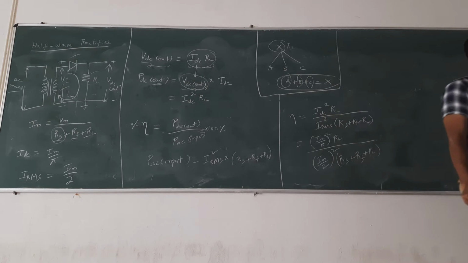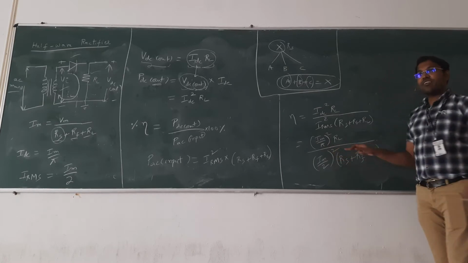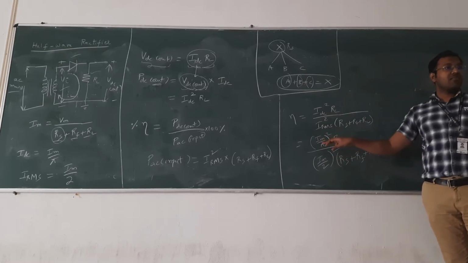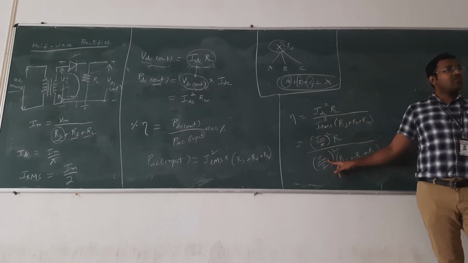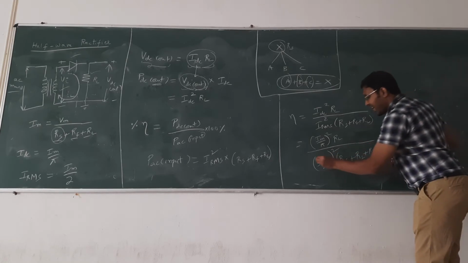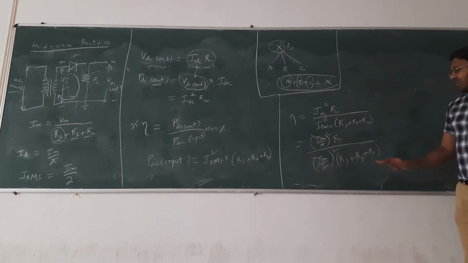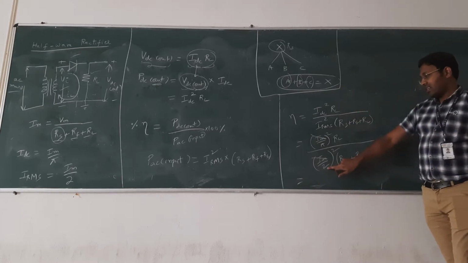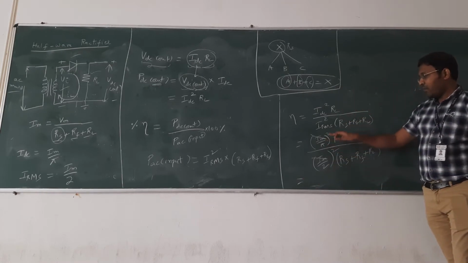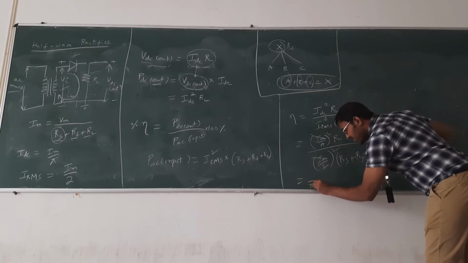What will cancel here? Im square in the numerator and Im square in the denominator will cancel. What will remain here? This is 1 by pi square, so in the denominator we have pi square.